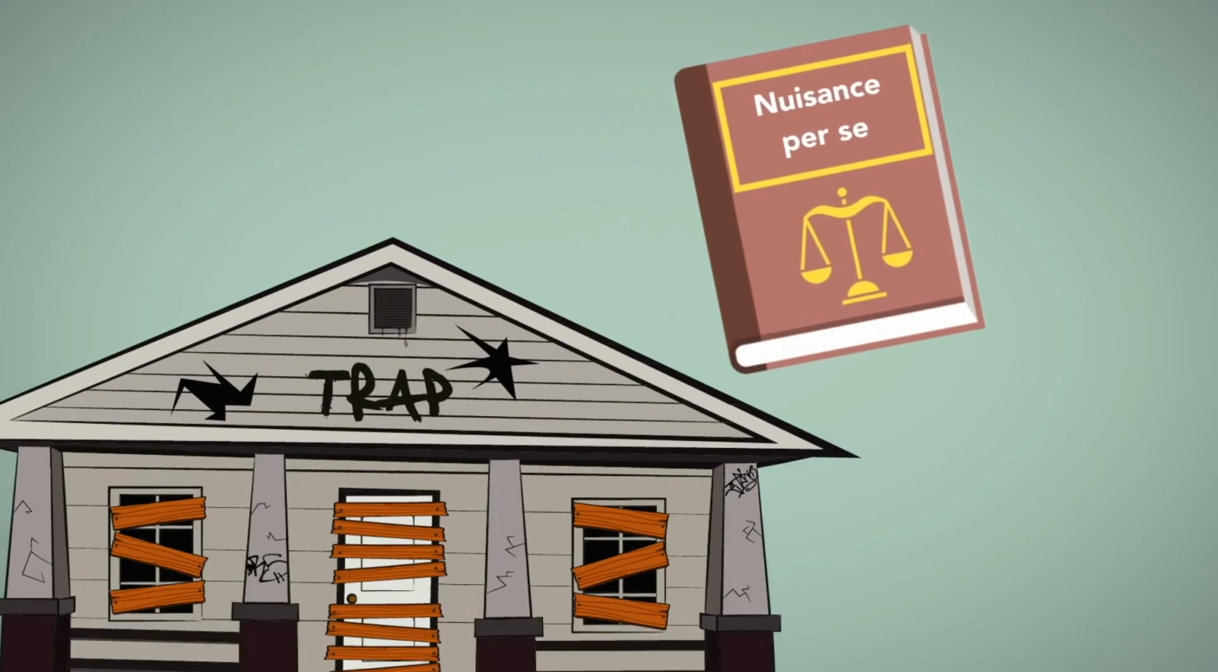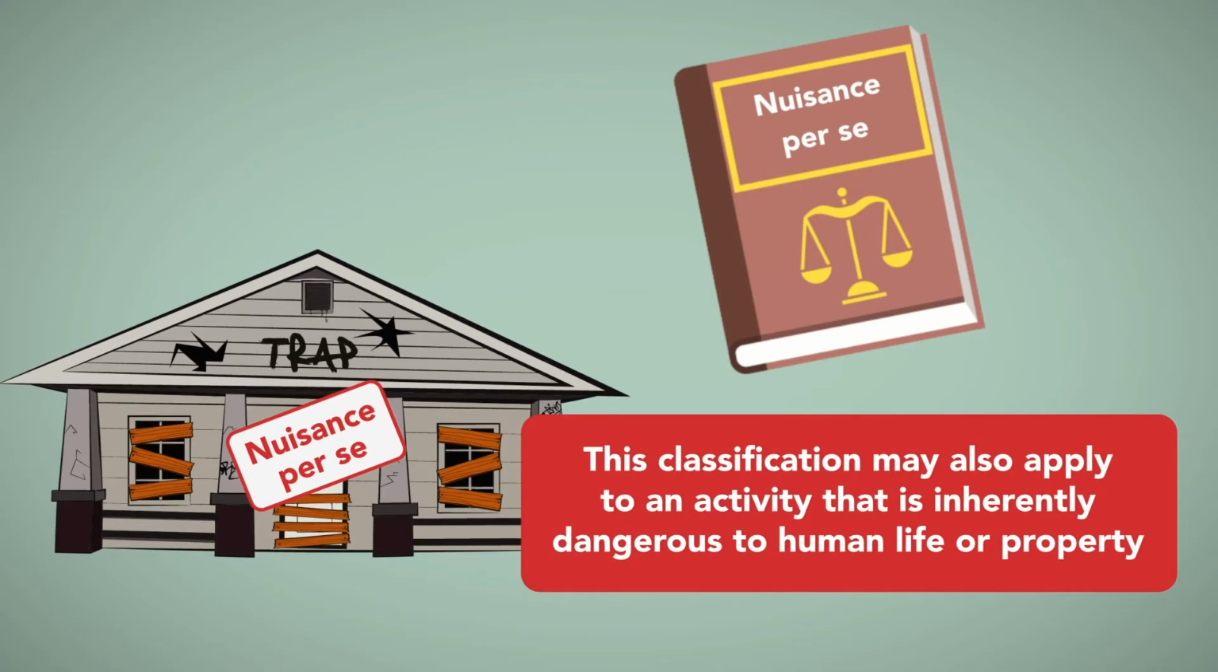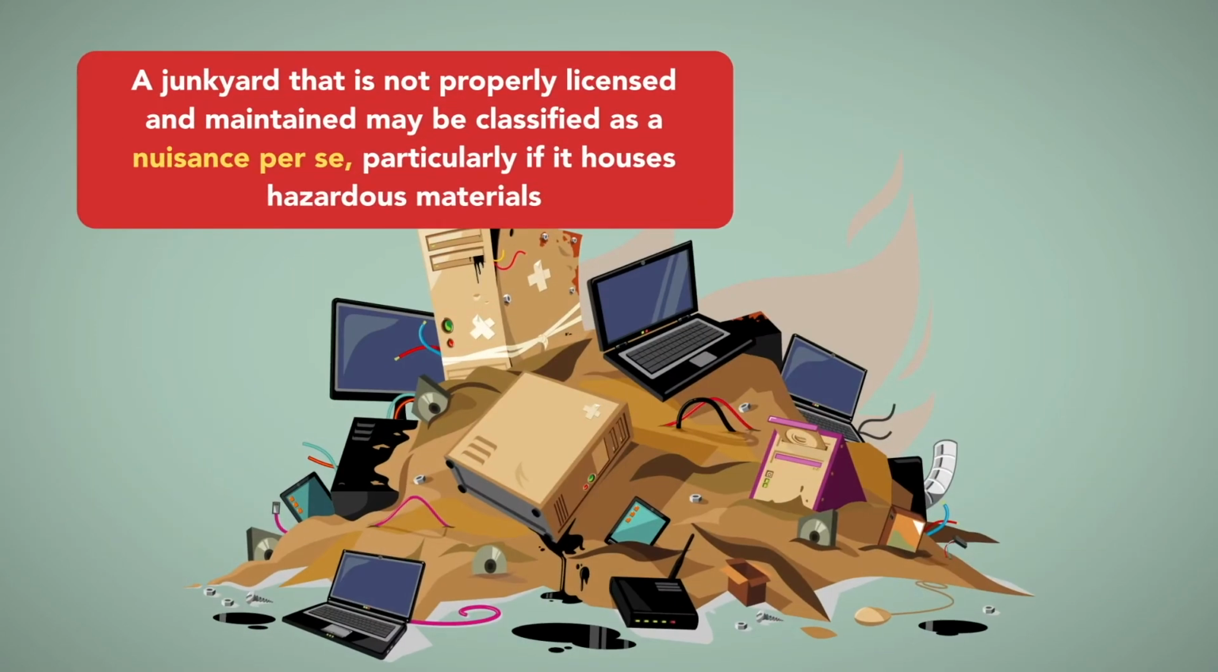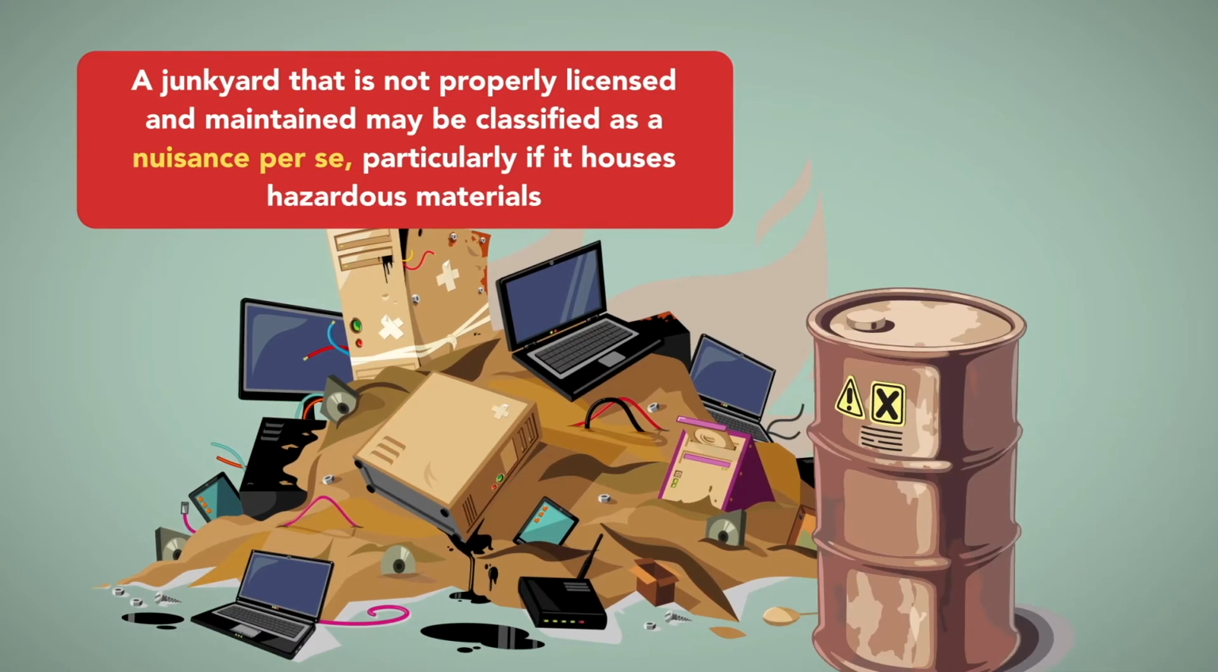Generally, acts or uses of property that are illegal constitute a nuisance per se. The classification may also apply to an activity that is inherently dangerous to human life or property. For example, a junkyard that is not properly licensed and maintained may be classified as a nuisance per se, particularly if it houses hazardous materials.